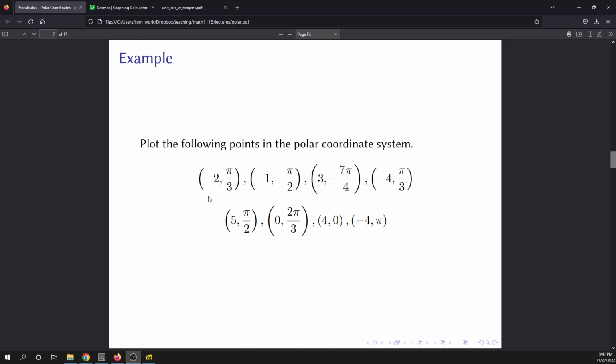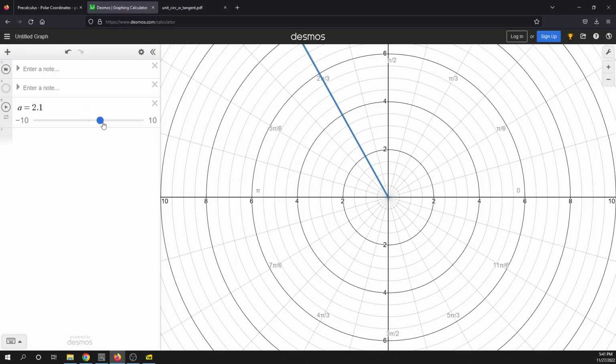Normally when you're plotting points in the Cartesian coordinate system, most of the time people do the first coordinate first and the second coordinate second. But when plotting points in the polar coordinate system, it's better to do the second one, the angle, first. So in this one, I have π/3. So what you want to do is find π/3, right?